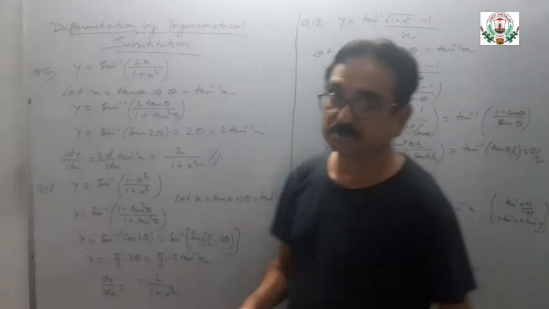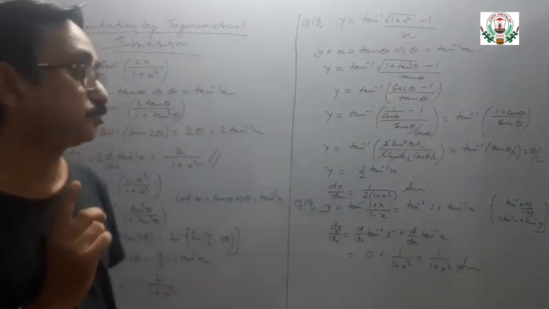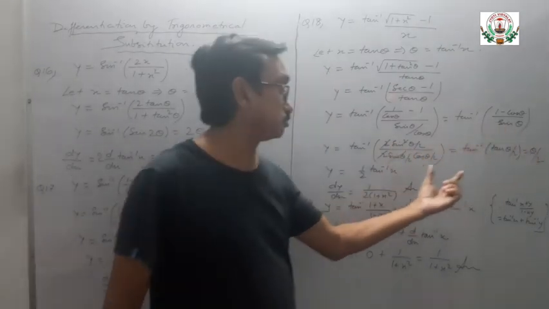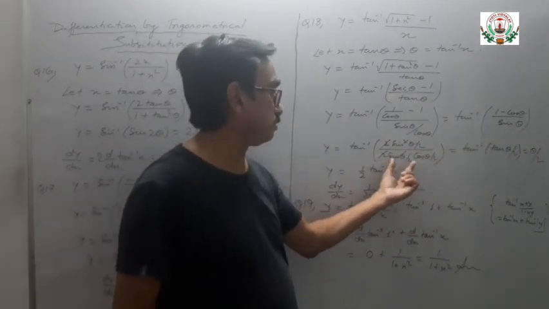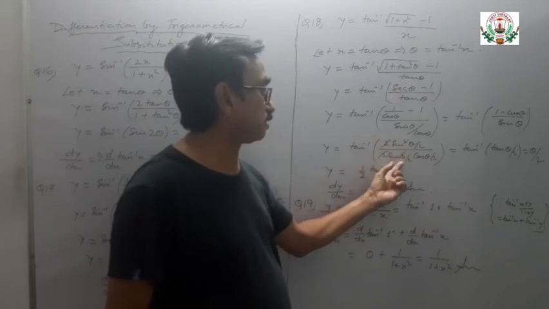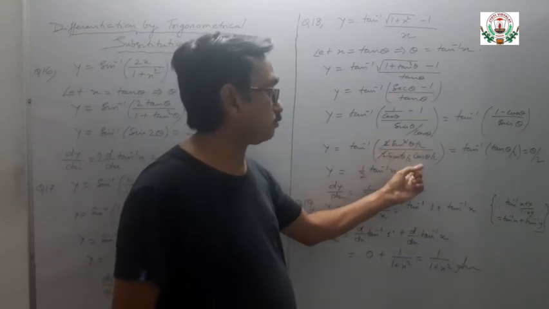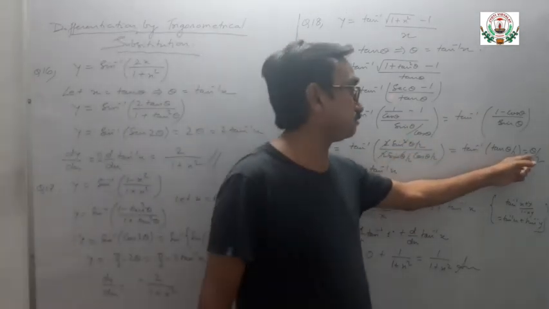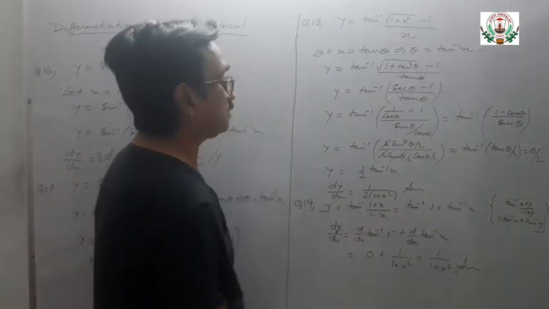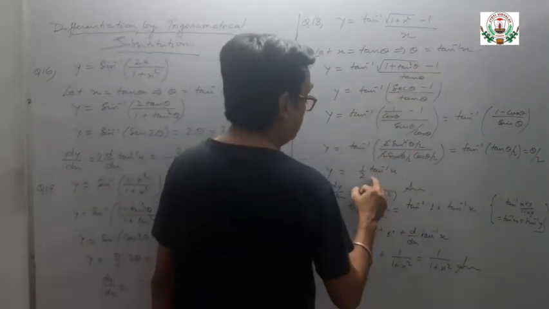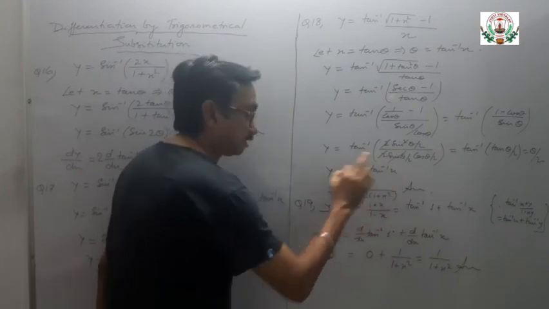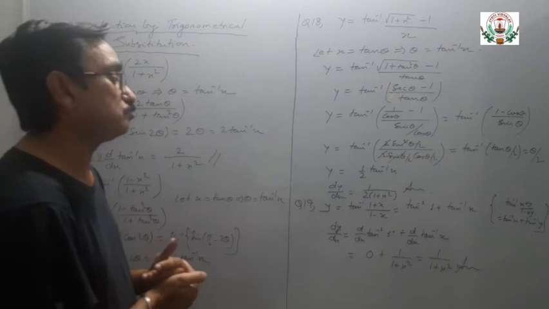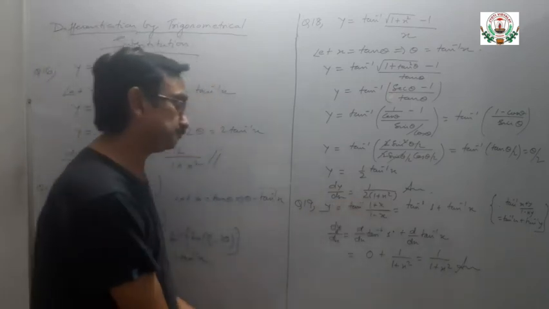And 1 minus cos theta is 2 sine square theta by 2, and sine theta is 2 sine theta by 2 cos theta by 2. The 2 and 2 cancel, and one sine theta by 2 cancels. So sine theta by 2 upon cos theta by 2 is tan theta by 2, and tan inverse of tan theta by 2 gives theta by 2, and theta is tan inverse of x. So y is 1 by 2 tan inverse of x. After getting the simplest form, now we will differentiate it. dy by dx is equal to 1 upon 2 into 1 plus x square.